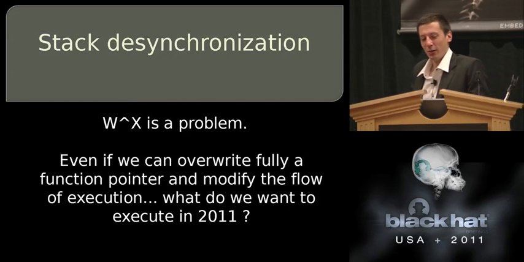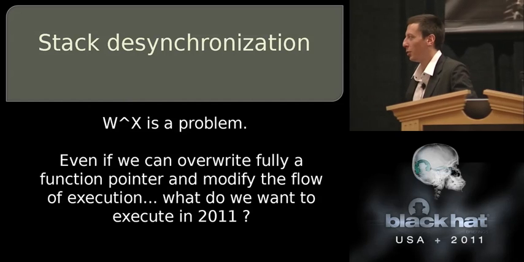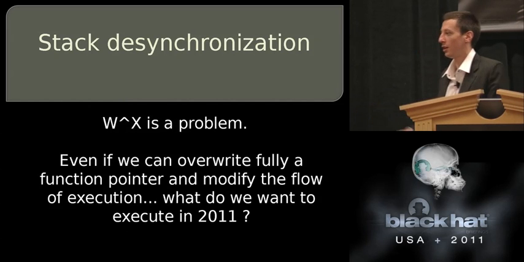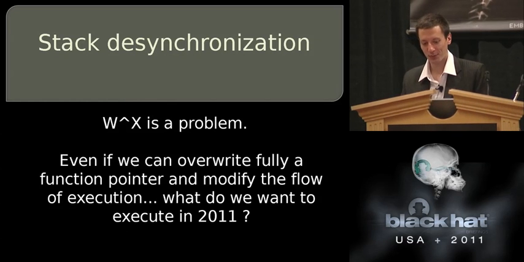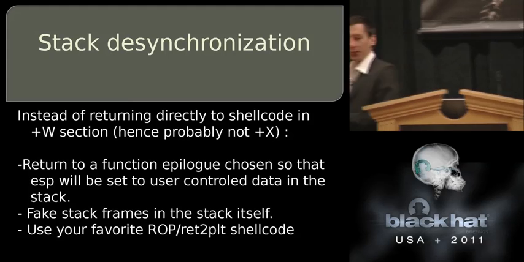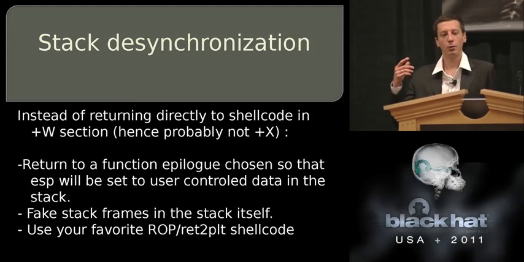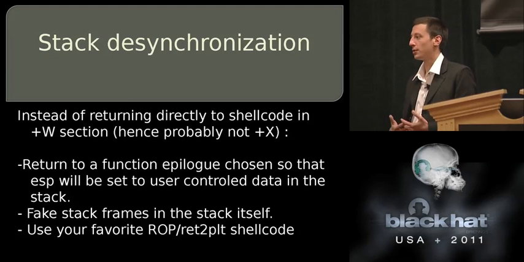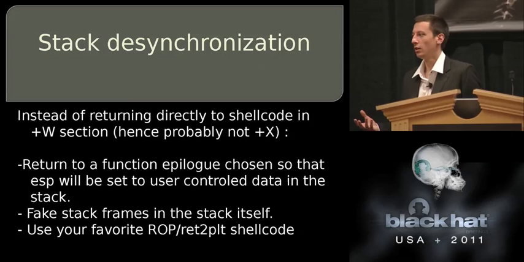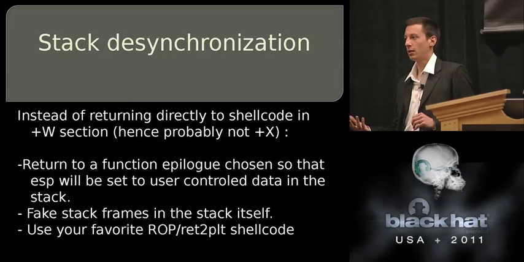Okay. I came up with this. I'm pretty sure some people already know it, but to my knowledge, this is the first public description of this solution. So what we do: we control a function pointer and we can resume execution wherever we want, but we don't try to modify the function pointer to execute our shellcode directly. What we do is return to a carefully chosen function epilogue so that it's going to desynchronize the stack.